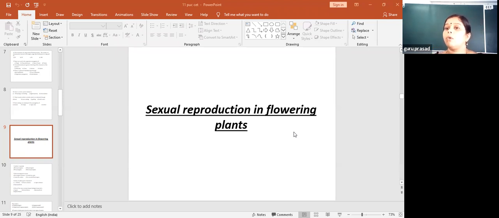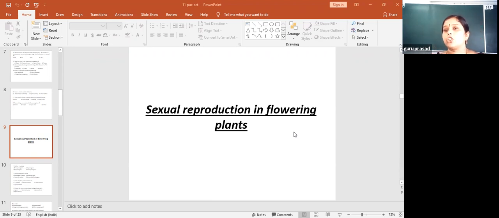Chiropterophily means what? The pollination takes place through bats. Next, the pollination that takes place through insects is called Entomophily. Like this, so many philies are there. Any of the questions may come on these concepts.